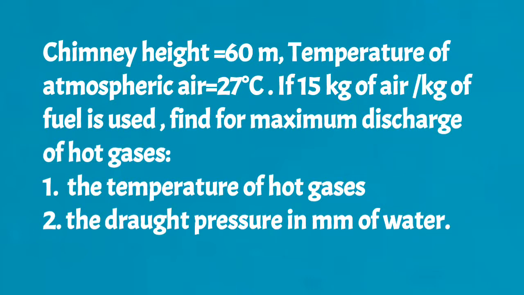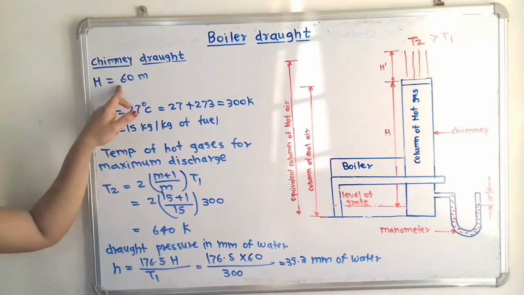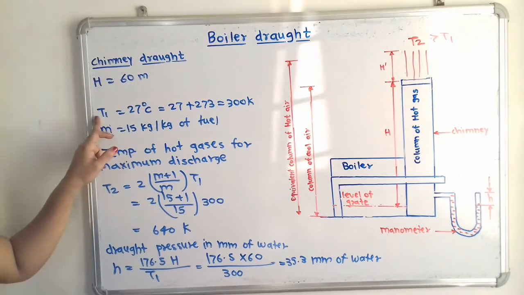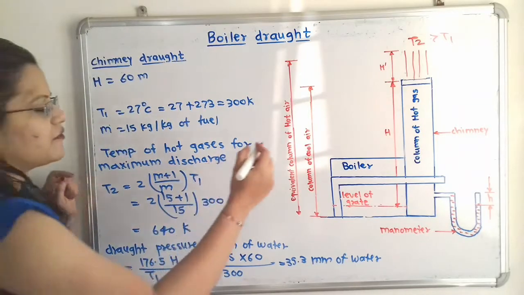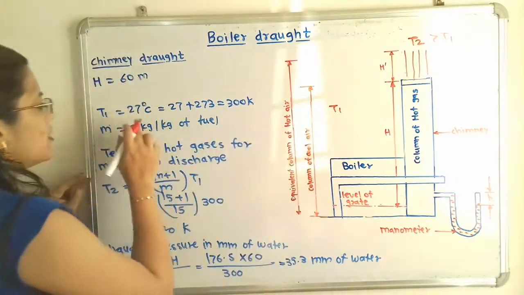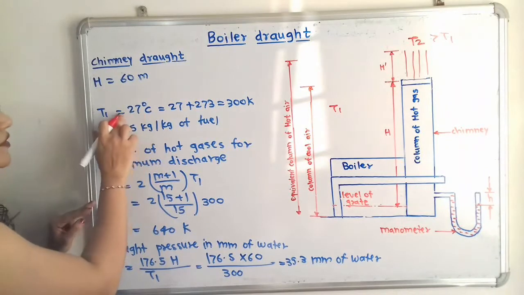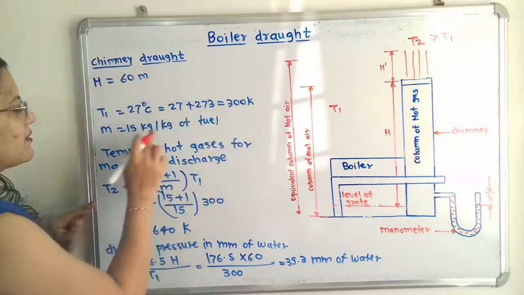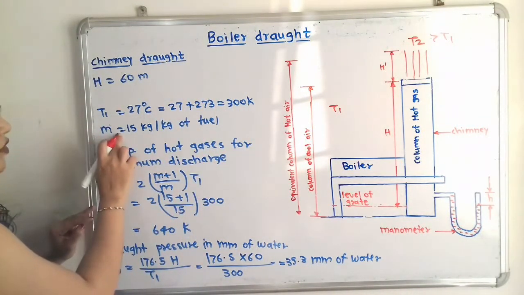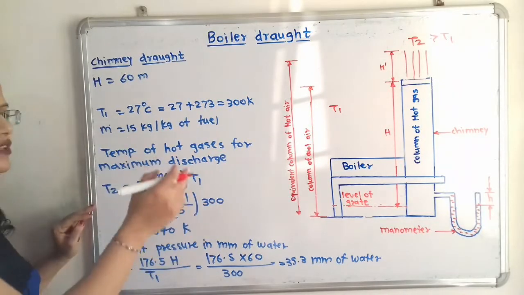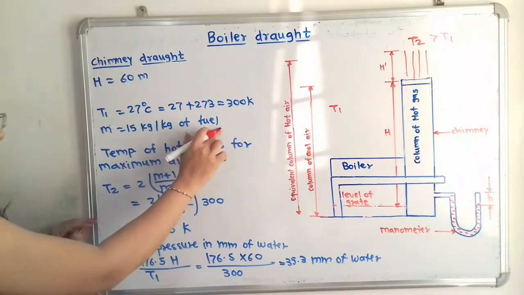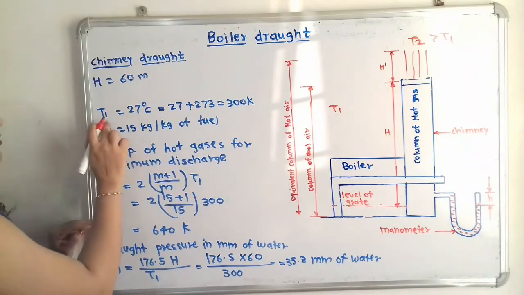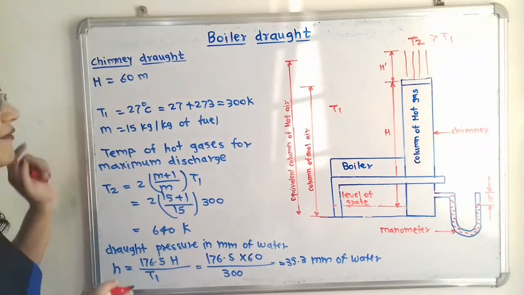Let us first understand what is the given data. It is given that the height of chimney is 60 meter, temperature T1 is given. So T1 is the temperature of outside air, 27 degrees Celsius. So we will convert it into Kelvin, that is 300 Kelvin. And the mass of air actually required for the fuel combustion is given, that is 15 kg per kilogram of fuel. So this is the mass of air. So this is the given data.